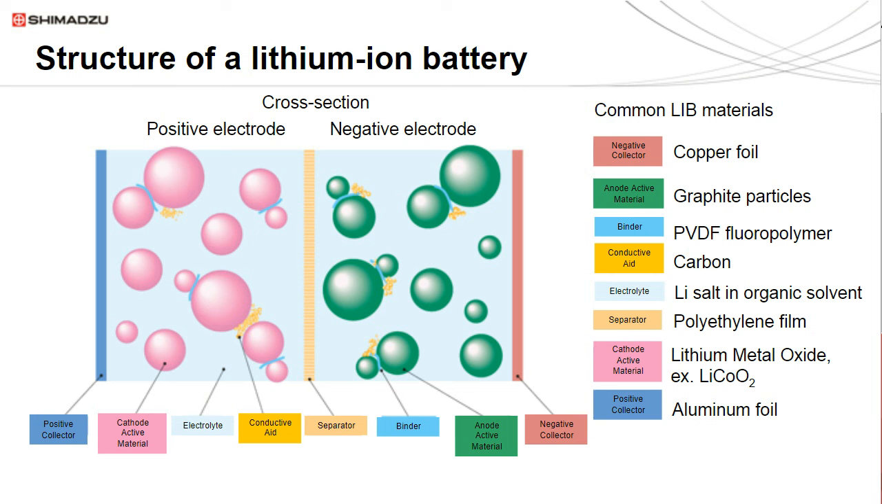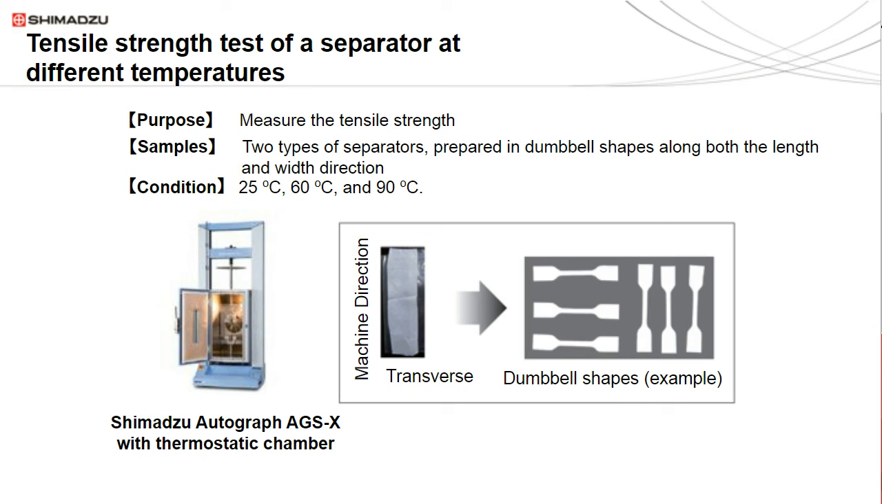For the first few examples of mechanical tests, I'll be showing some tests that can be performed on the separator material, which separators are typically polyethylene or polypropylene films that are created in a process of extrusion. In this example, we measured the tensile strength of two different separators by preparing them in dumbbell shapes and performing a mechanical tensile test on each dumbbell at 3 different temperatures, 25 degrees C, 60 degrees C, and 90 degrees C.